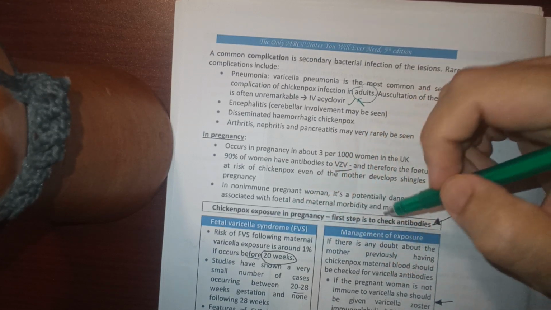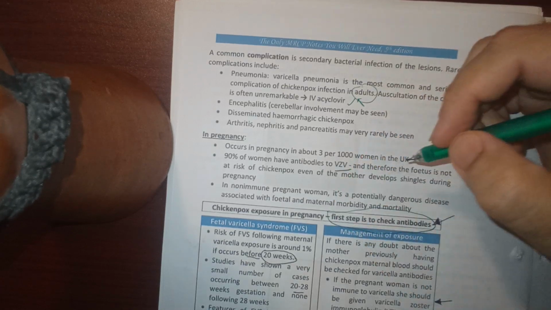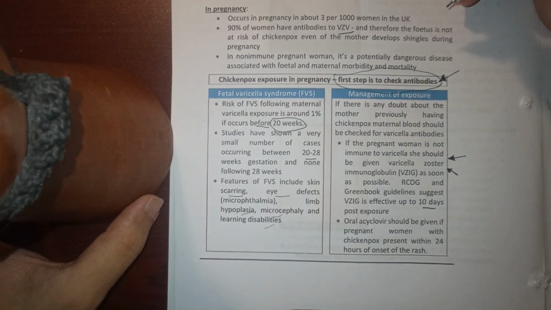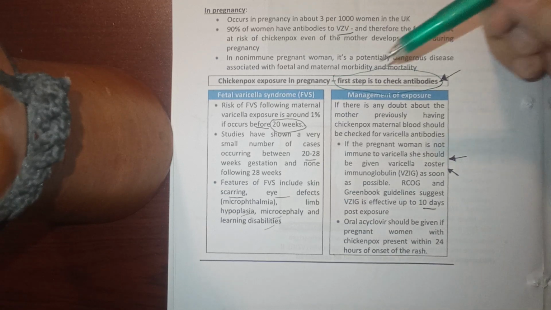Chickenpox exposure in pregnancy: the first step is to check antibodies. So first we check the antibodies, and check for fetal varicella syndrome.